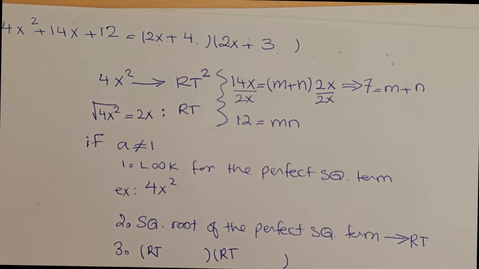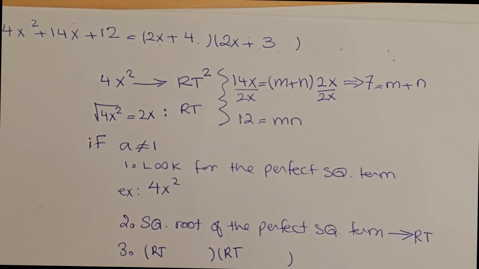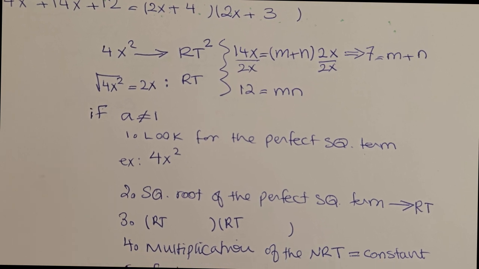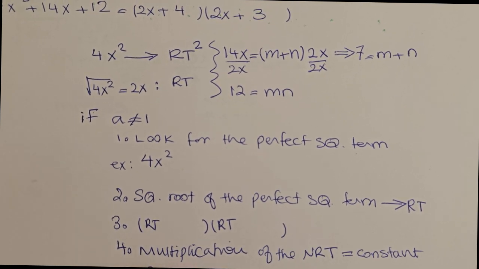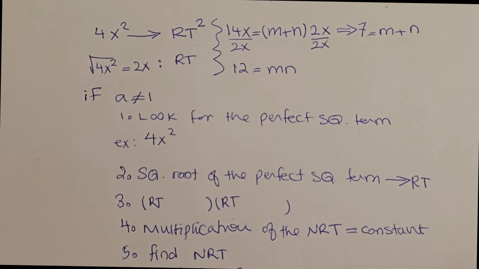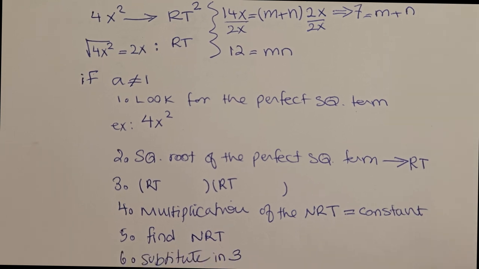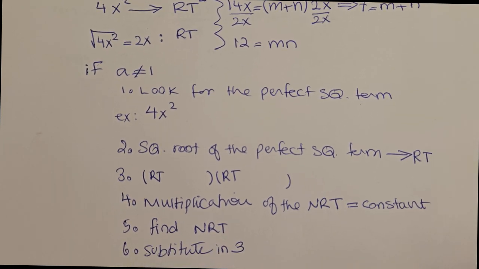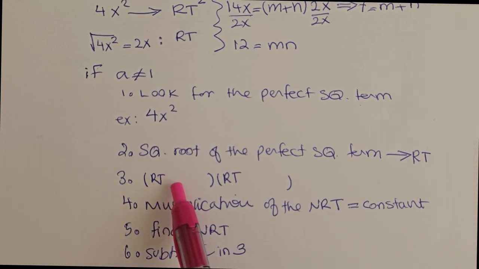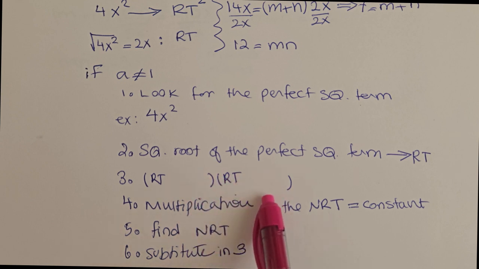Next step, you open two brackets. In each bracket, you write down the repeating term from the previous steps. Later on, you know that the multiplication of the non-repeating terms gives you the constant. And step 5, we have to find the non-repeating terms. In step 6, we substitute m and n in step 3: the repeating term plus the two non-repeating terms.